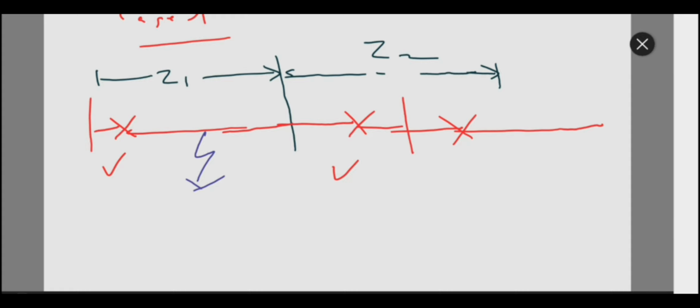Now let's see case 2. The case 2 is when the fault happens there. See guys, understand very carefully. Now the fault happens within the transmission line of P and Q. This is P and Q.